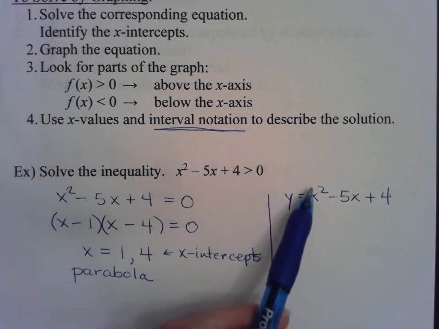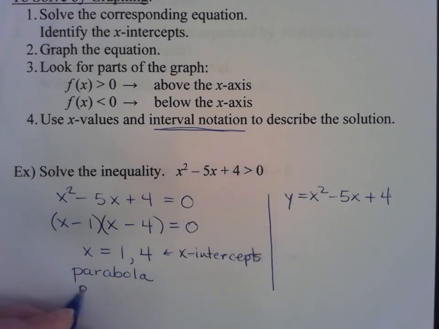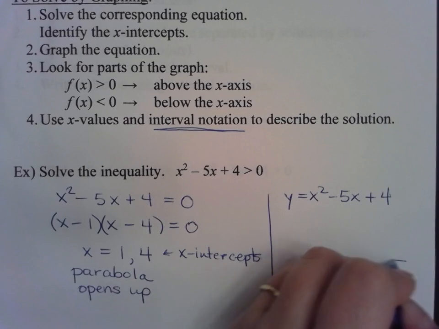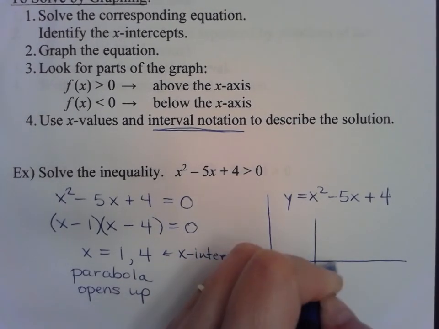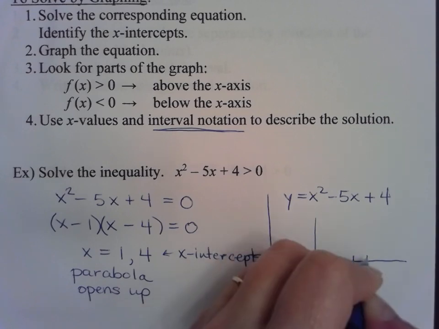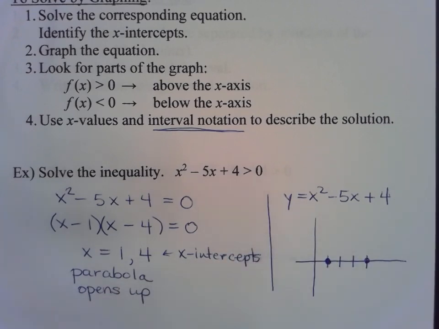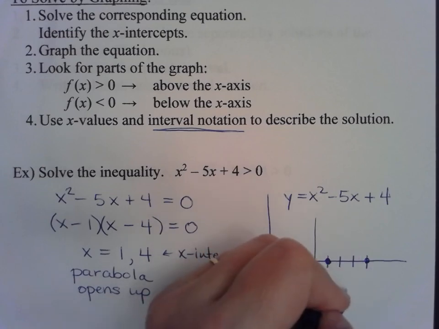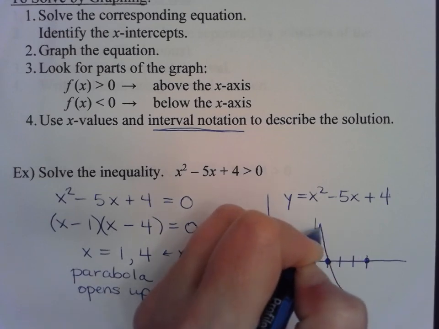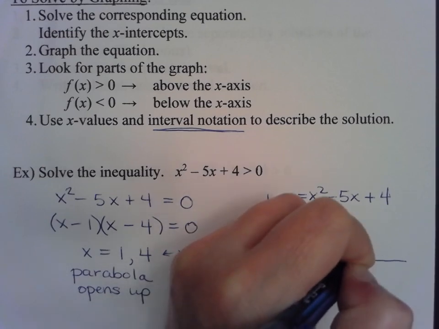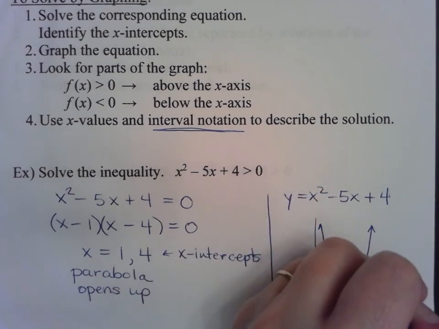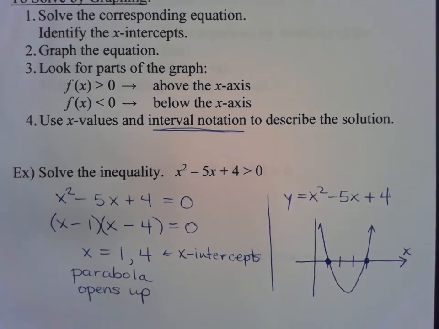Okay, so this is a +1 x squared, so this parabola opens up. So if we were to graph this, we have an x-intercept at 1 and at 4. Normally we would find the vertex, but right now we don't really care about all those details. We just want to know where it's above and where it's below the x-axis, because that's what we're using to solve this problem.